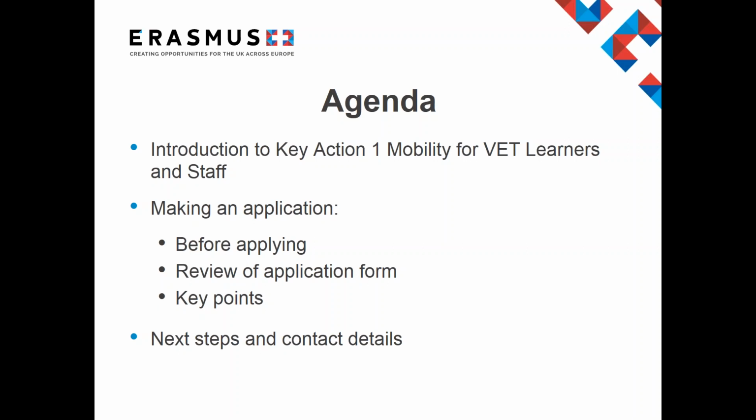We'll first talk you through what you need to do beforehand, then we will go through the application form together, filling out certain parts, showing you how to use the distance calculator while completing the form. Then we will round up the key points. Finally, we will mention the next steps and how to contact us for support in the run-up to the deadline.